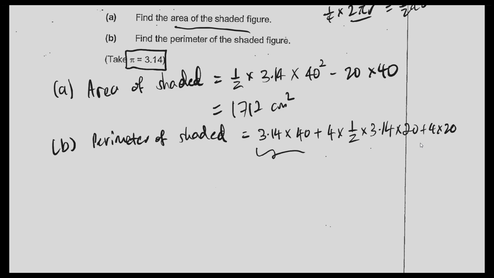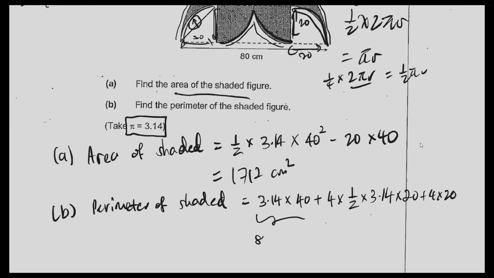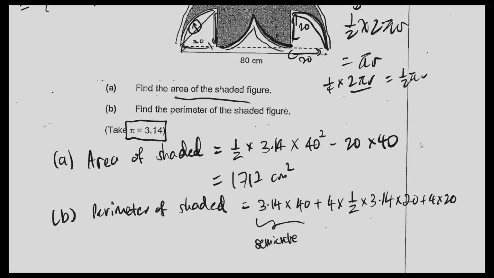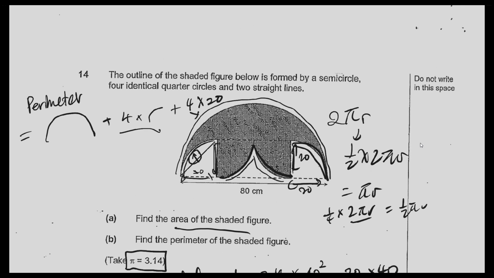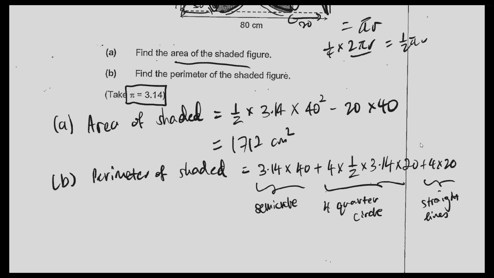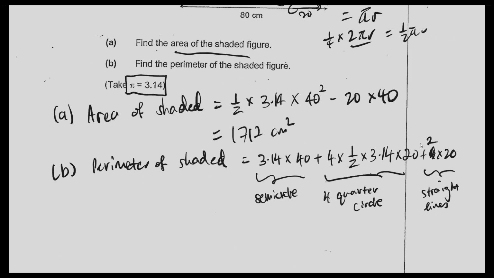So this is the perimeter of the semicircle. This is the 4 quarter circles. And this is the straight line. These are the straight lines. Oh, I'm sorry, not 4 times 20, just 2 times 20, because there are just 2 straight lines here. So just 2 times 20.